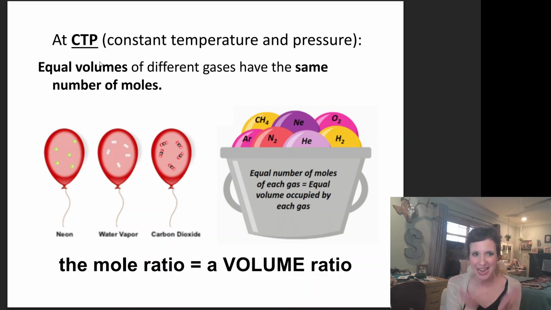So here's the thing. I am saying that my moles are basically my volumes, or the ratio of my moles is the ratio of my volumes. So this is going to allow me to use the mole ratio as a volume ratio, just by what Avogadro is stating here, that equal volumes of different gases will have the same number of moles as long as we are at a constant temperature and pressure.